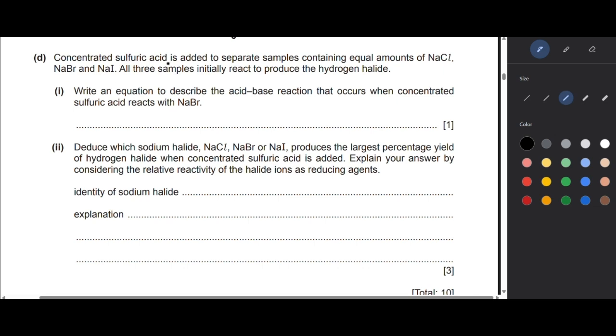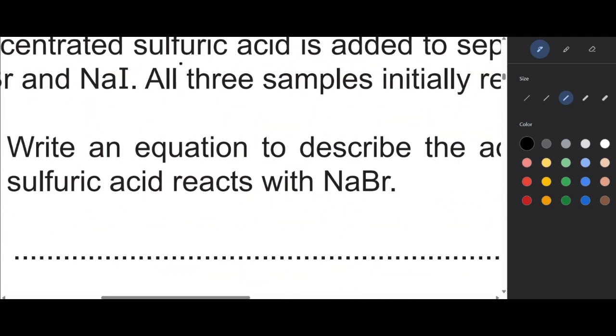Concentrated sulfuric acid is added to separate samples containing equal amounts of NaCl, NaBr, and NaI. All three samples initially react to produce the hydrogen halide. Write an equation to describe the acid-base reaction that occurs when concentrated sulfuric acid reacts with NaBr.